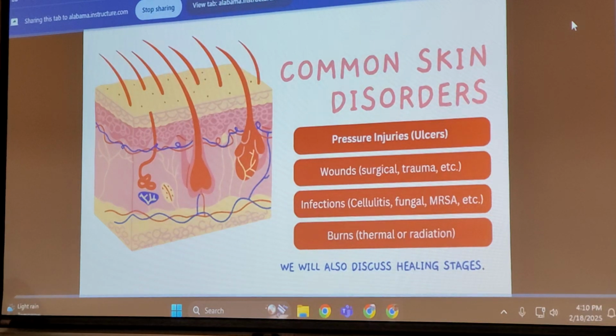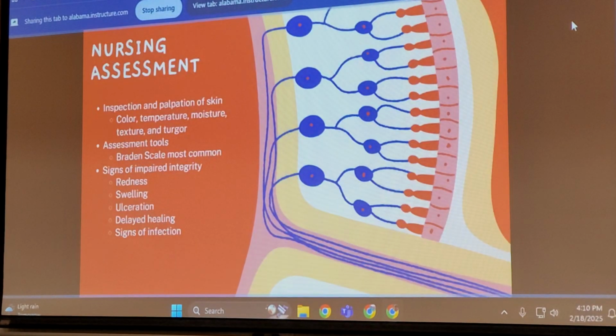Because you're going to email me, Mr. Fuller, burns and infections are on there and you didn't say anything about them. Yeah, that's a later semester. So you can skim over those sections. Pressure injuries and intentional cuts will be on there. But we're most going to focus on staging and those healing stages.